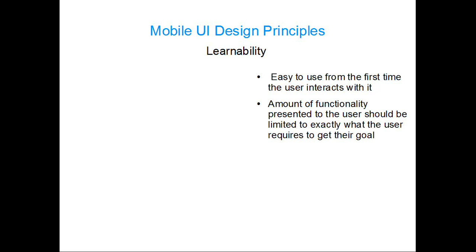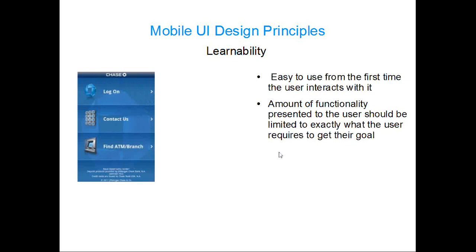Then the amount of functionality presented to the user should be limited to exactly what the user requires. On mobile, this is again very important for us. I just took one of the screens from Chase. They have very limited functionality on their main screen: a log on, contact us, and find ATM. This is the learnability aspect. When the user opens this app again, they know exactly what they need to do, for example to find an ATM, so they don't have to rethink it again and again.